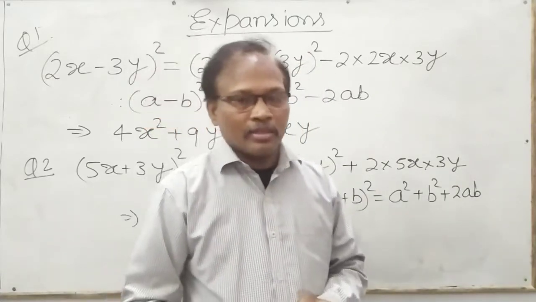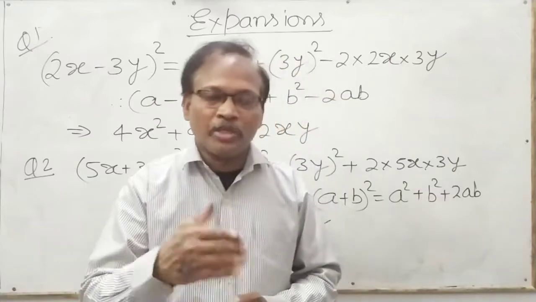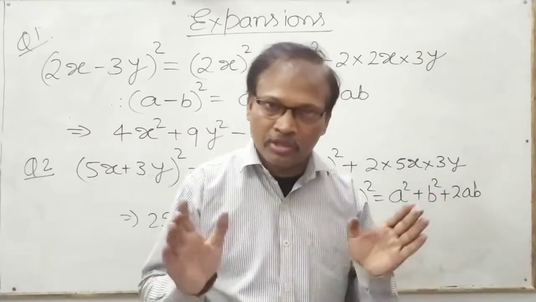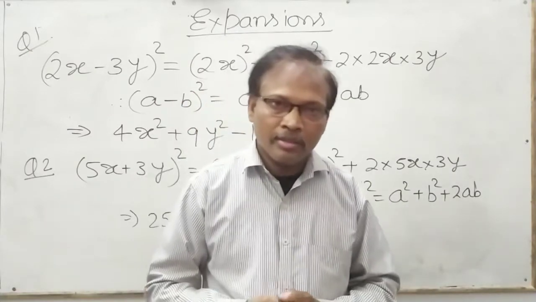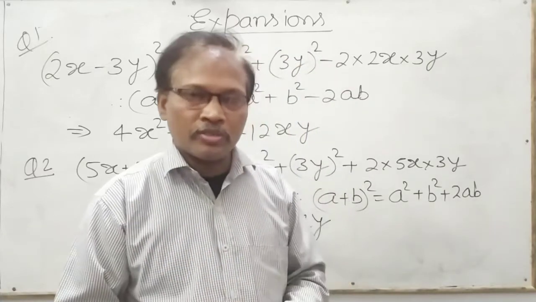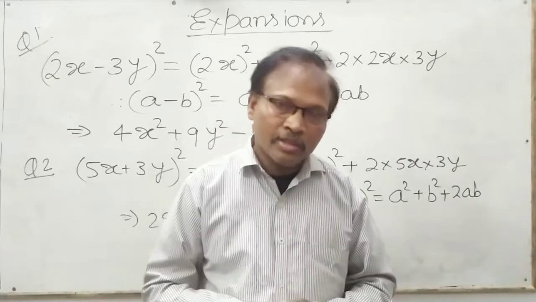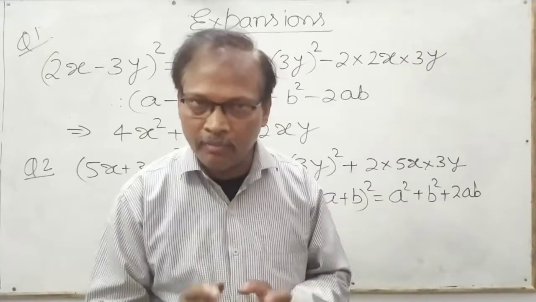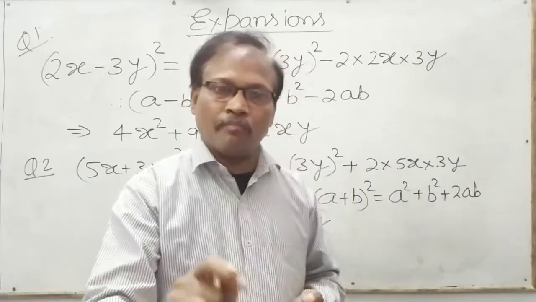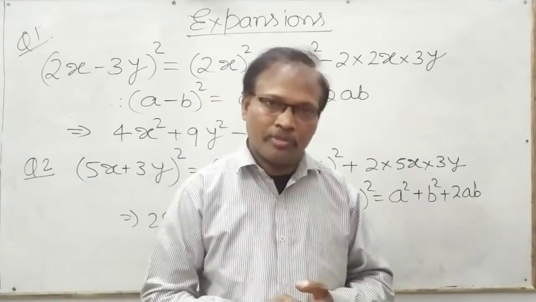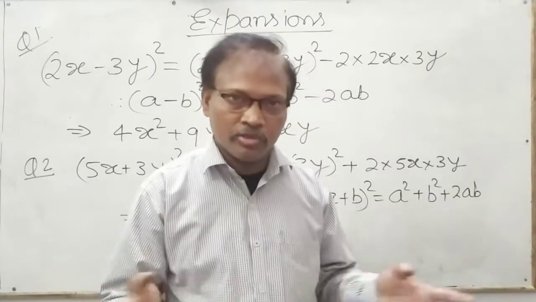One thing, the formulae are there: a plus b whole square is equal to a square plus b square plus 2ab. A minus b whole square is equal to a square plus b square minus 2ab. Sometimes students write a minus b whole square is equal to a square minus b square minus 2ab.